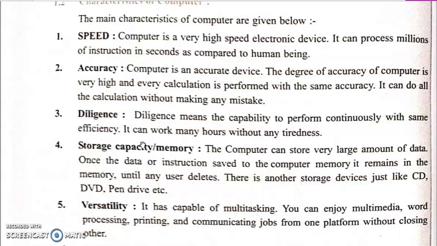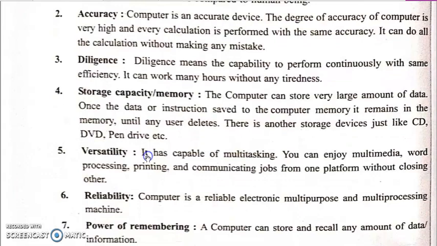Then because it has a speed, an accuracy, a diligence, and a storage capacity, because of all these features the computer automatically becomes versatile. So it is a versatile device. Versatility is also a characteristic of a computer, because it is capable of multitasking. So it can perform many tasks at one time. We can enjoy multimedia, word processing, printing, communication jobs. Communication means we can use it for chatting. Nowadays we are performing video conferencing, and textual communication is going on through computers, so it can perform many tasks for us. Because of this feature, it is called a versatile device.